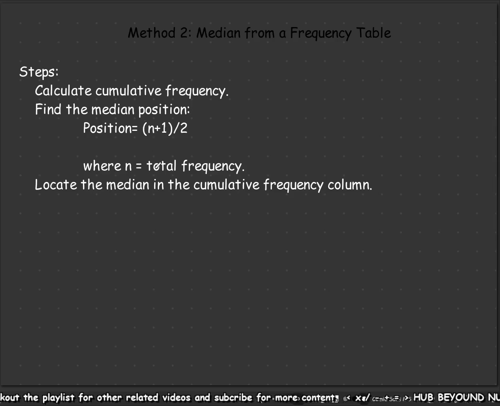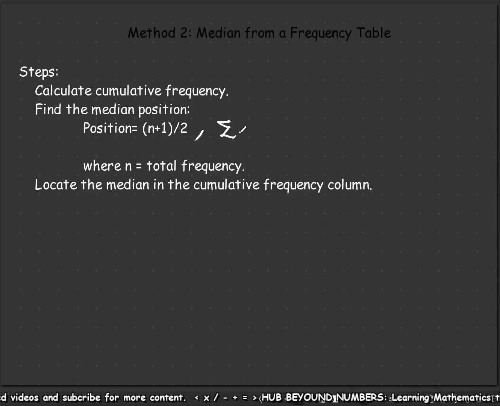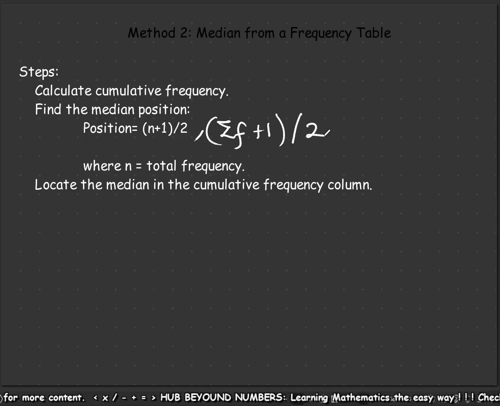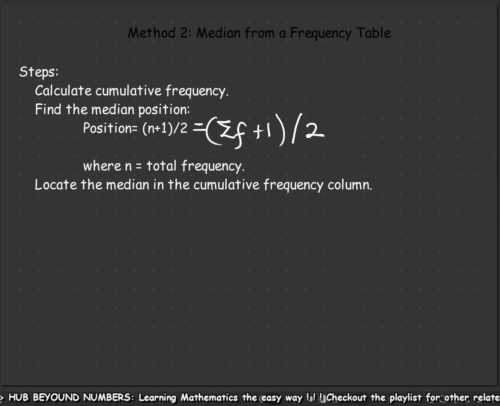This n over here is simply the total frequency. Other books write it as sigma f. So sigma f plus 1 divided by 2. It's all the same. Whichever way you understand it, you can use it, right? So n plus 1 all over 2, or the sum of the total frequencies plus 1 divided by 2. Then from that, you can locate your median in the cumulative frequency column.